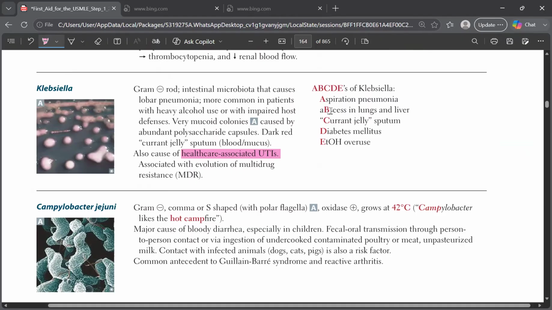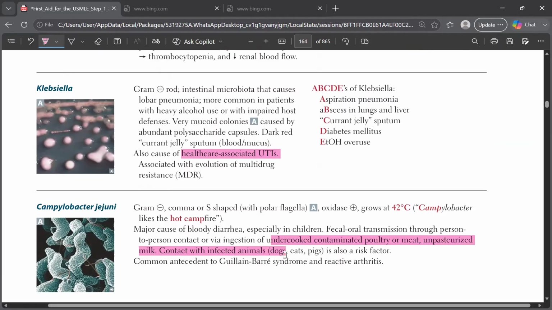Next one is Campylobacter jejuni. It is gram-negative, comma or S-shaped with polar flagella. It is oxidase positive and grows at 42 degrees Celsius. Campylobacter likes the hot campfire. It is a major cause of bloody diarrhea, especially in children. Fecal-oral transmission occurs through person-to-person contact or via ingestion of undercooked, contaminated poultry or meat, or unpasteurized milk.